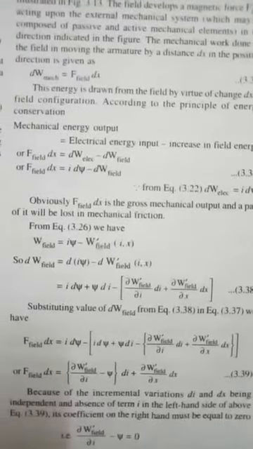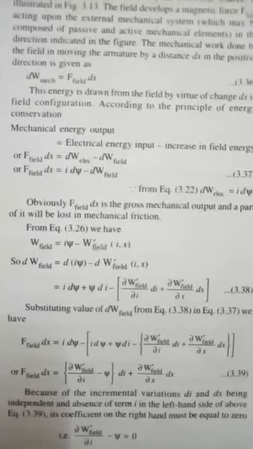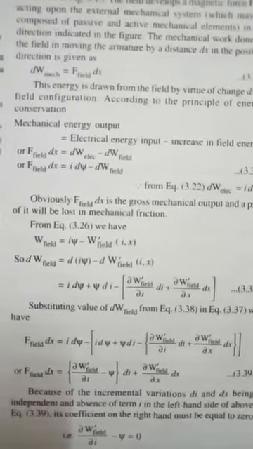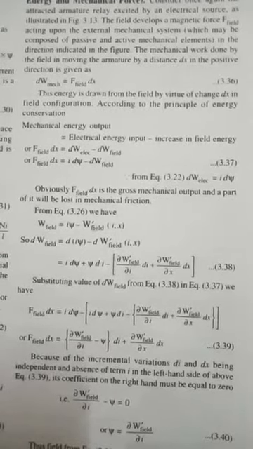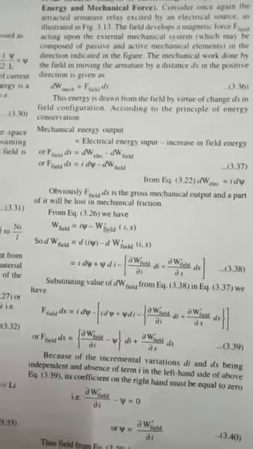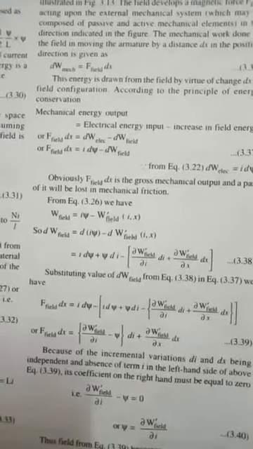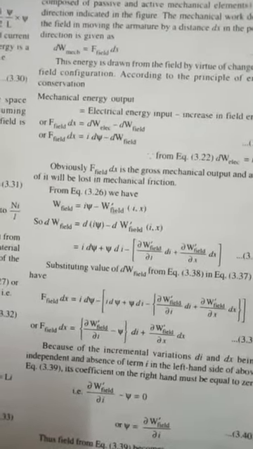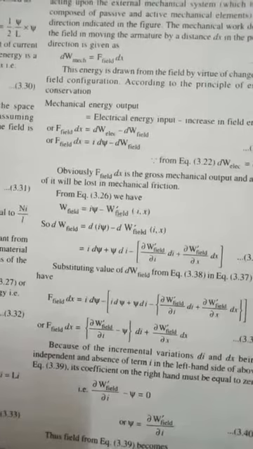That is, F field dx is equal to dW electrical minus dW field, and dW electrical is i d psi minus dW field. W field is i psi minus W field dash. So here W field is the field energy and W field dash is the core energy. So dW field is d of i psi minus dW field dash.